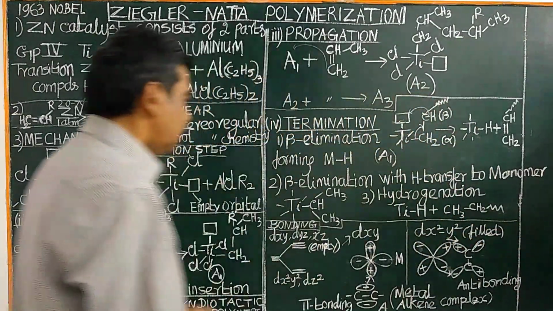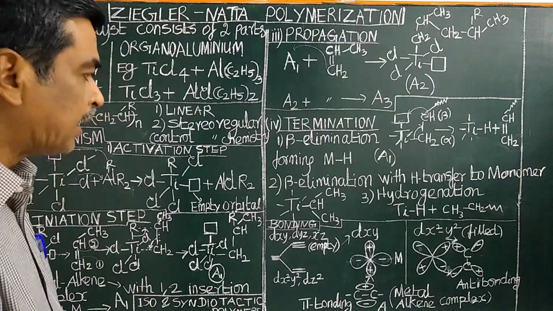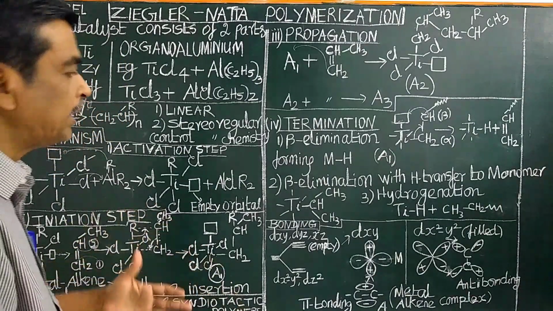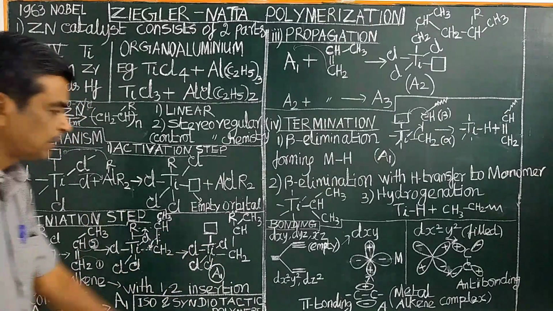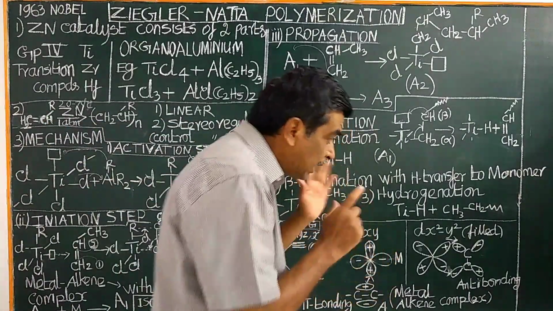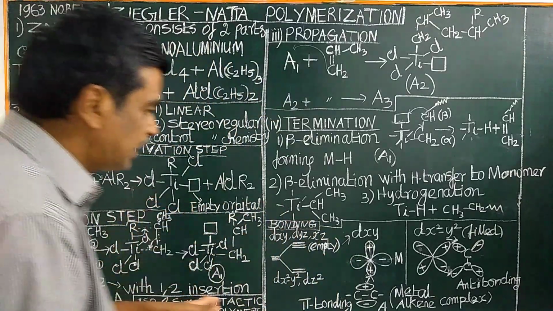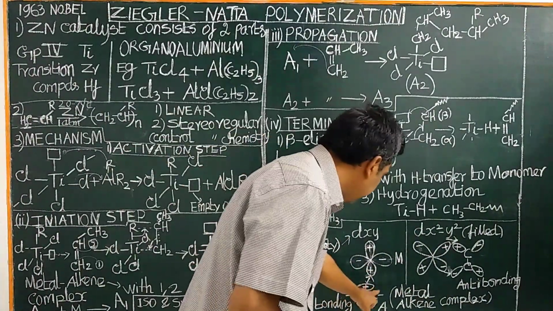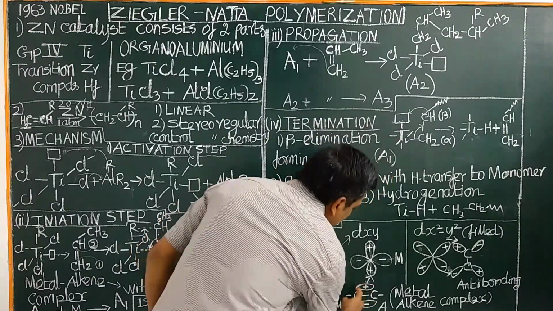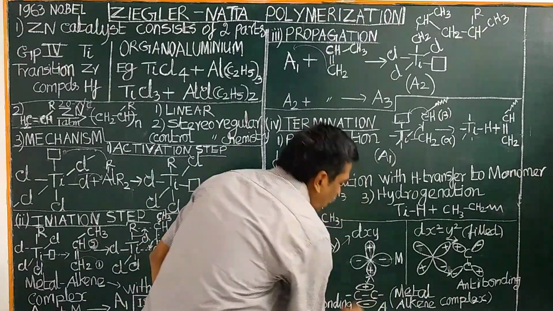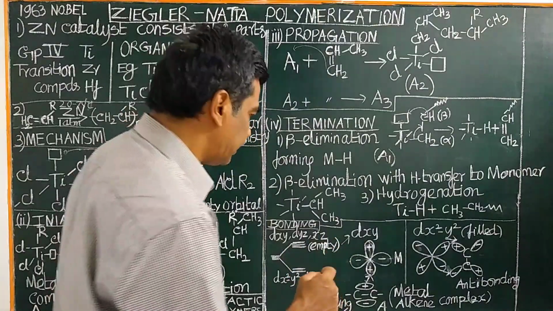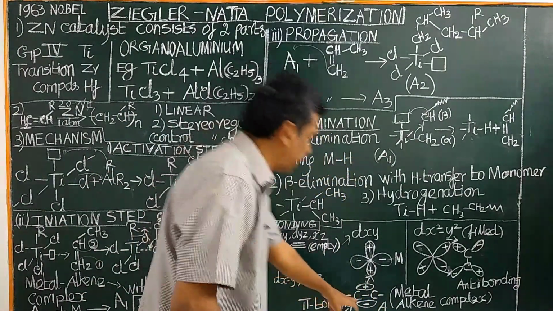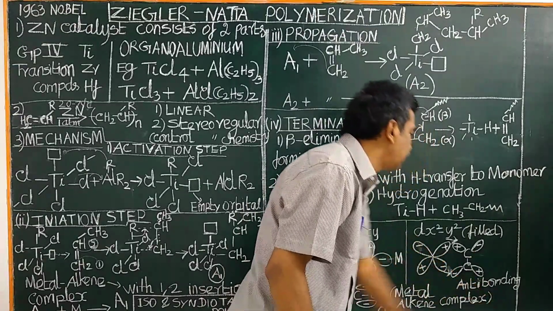Okay. Let us now see the bonding mechanism. How does titanium coordinate and form the metal alkene complex? In the alkene, there are two types of orbitals. Pi bonding orbital. See here, pi bonding. Each carbon has one p orbital with one electron, therefore plus plus and then minus minus. And this is the antibonding orbital.